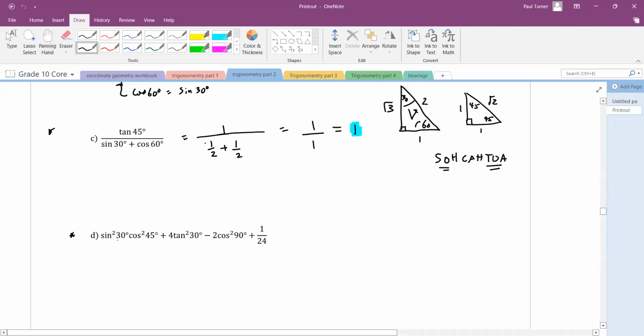So sine 30 squared times cos 45 squared. So let's do this bit first. Sine 30 is, so S-O-H, which is going to be a half. And then we square that, okay? So we'll get a quarter later. Cos 45 is 1 on root 2 squared, plus 4 times tan 30. Tan 30 is T-O-A, that's 1 on root 3 squared.